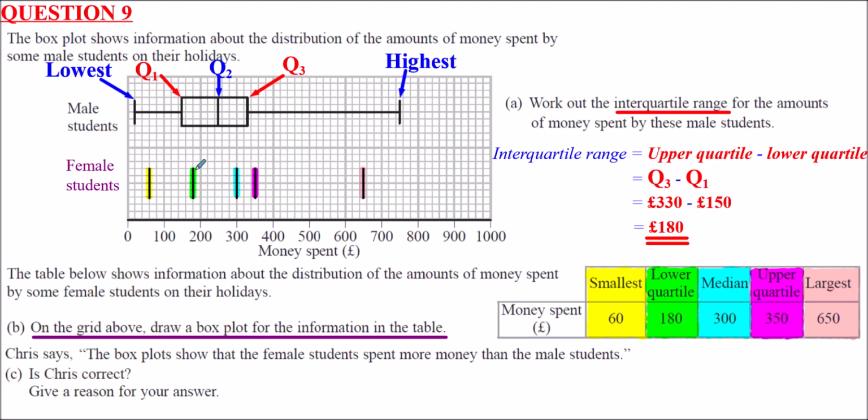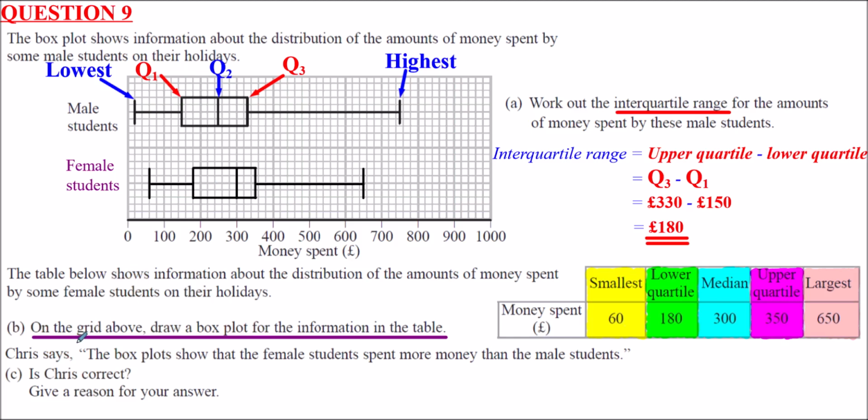Then between the 3 middle vertical lines, we put a horizontal line across at the top and bottom to form the box, and from the second vertical line to the first, a horizontal line connecting it, and the same from the 4th to the 5th. So it should look like this once done, and that's the box plot for the female students. Part C is an interpretation question.